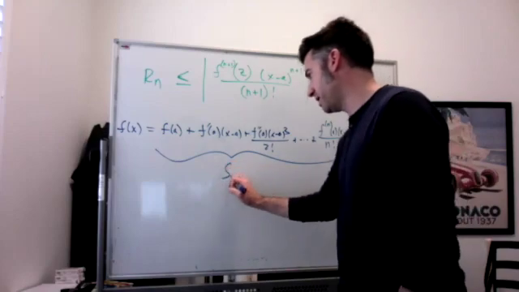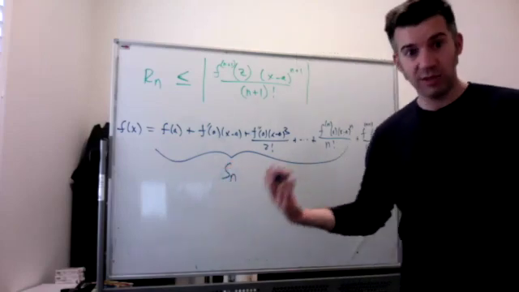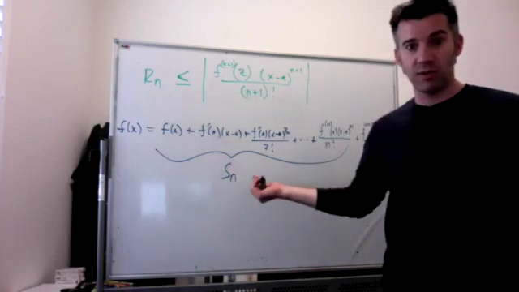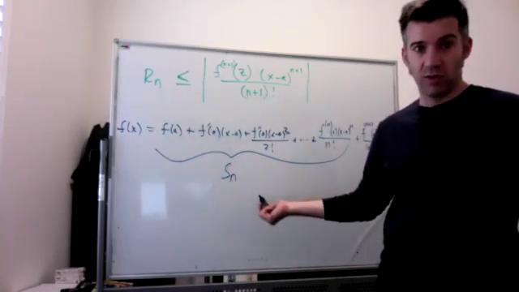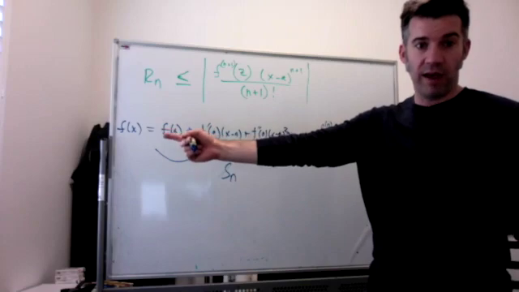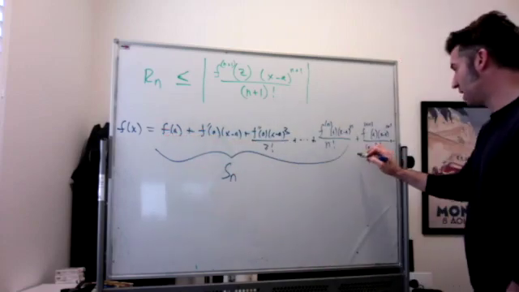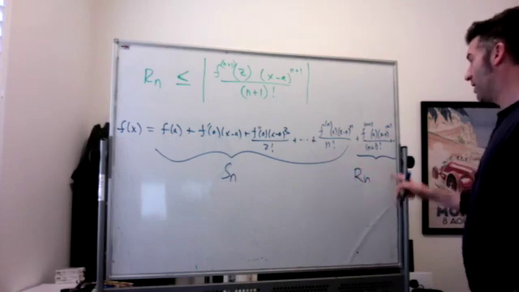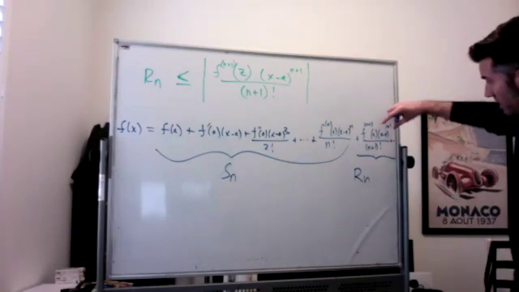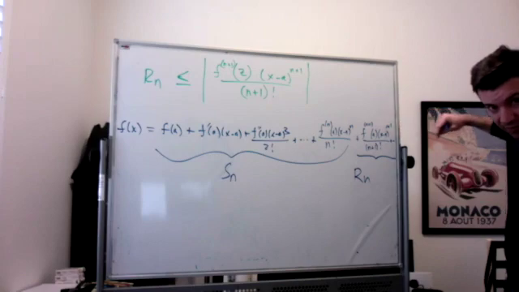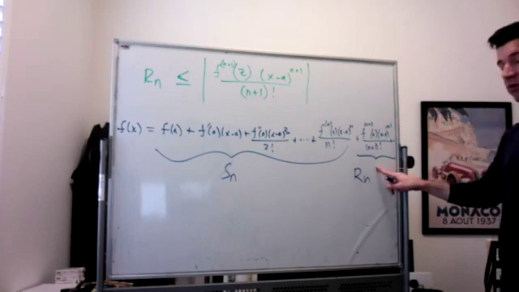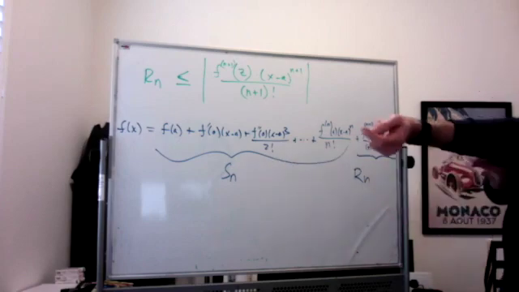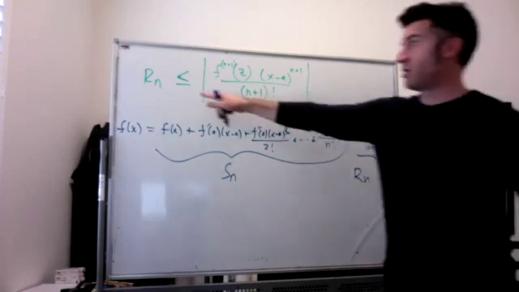That's your Sn, your nth partial sum. And we're asking, how close is this nth partial sum to the actual thing, f of x? Well, this is how much we're off by. So all this out here, right now I know I've only written one term, but it's this plus all the terms after it. So this is your remainder after the first n terms. And what we're saying is the remainder is less than or equal to this.